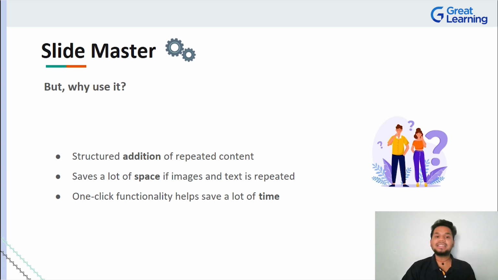Structured addition. The second point talks about how you can save a lot of space if your text and images are repeated. For example, if there's a company presentation where you have to have the company logo at all times, you have to know that the company logo image itself, the .png or .jpeg image, will have some space associated with it. It's going to consume some space on your hard disk to be there on that slide. With the concept of Slide Master, it's present there just once and it continues throughout. The actual size of your presentation, your PPT, does not increase just because you have used it once.